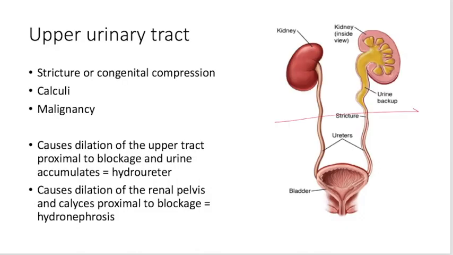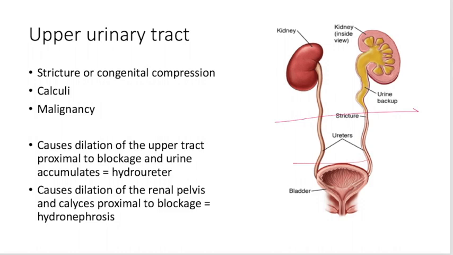So we classify them into upper or lower tract. If we're talking about the upper urinary tract, we're really looking at above the bladder. And then, is there issues with stricture, congenital compression? Is there calculi or malignancy? When we're talking about lower urinary tract, then bladder, kind of below.